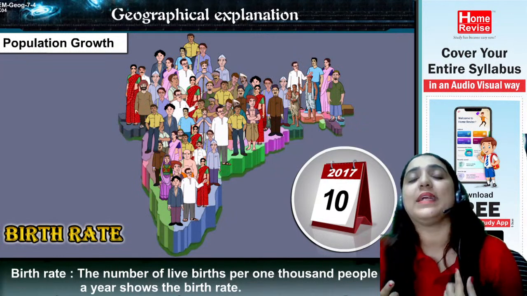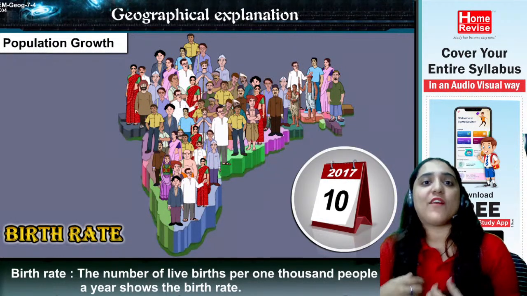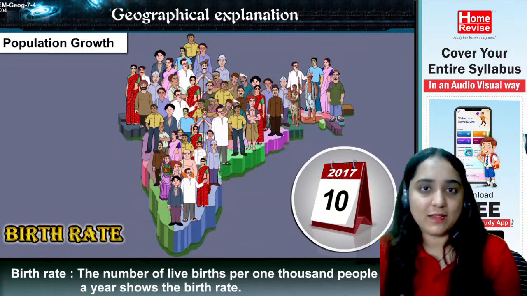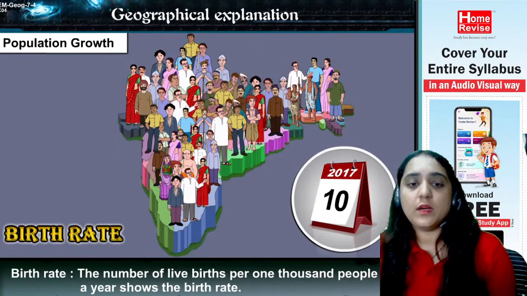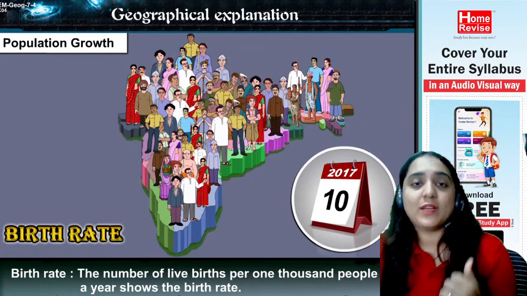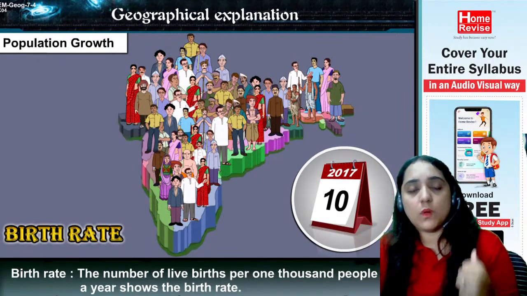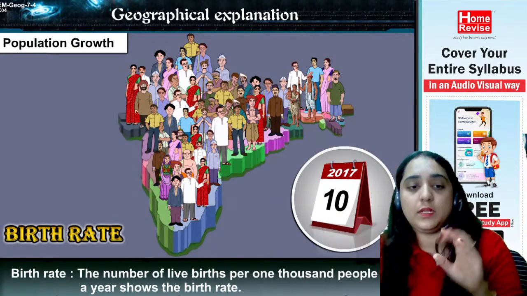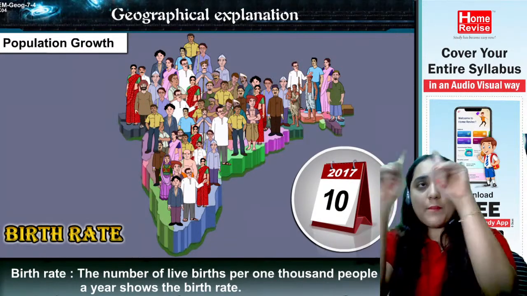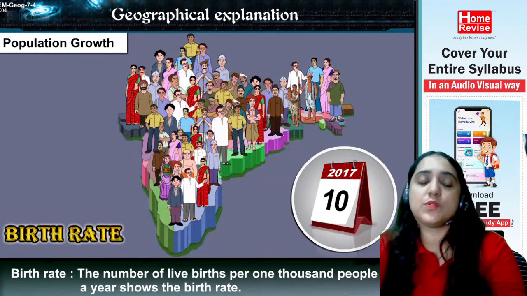So live birth, why has it been added? Because many times after birth also the children can die, majority of the time, not every time. But once it is a birth, we want the live birth. So the number of live births per 1,000 people in a particular year, we are talking about a particular year, it shows the birth rate.